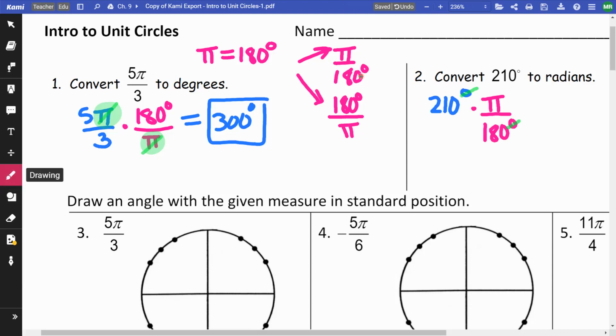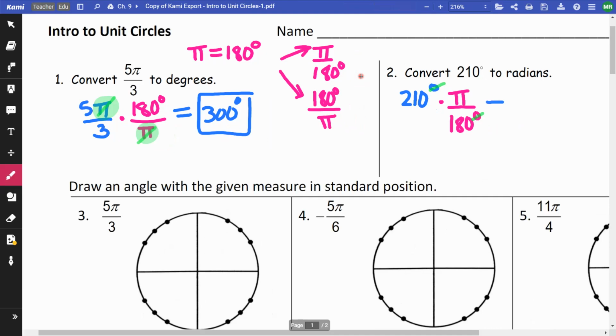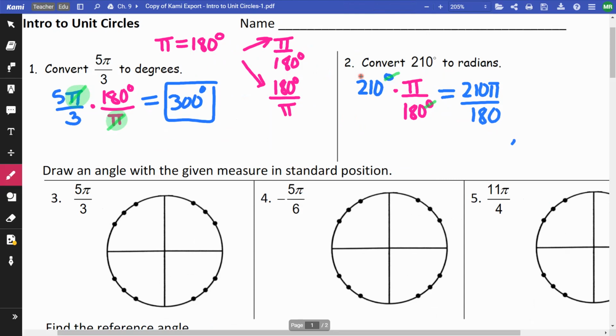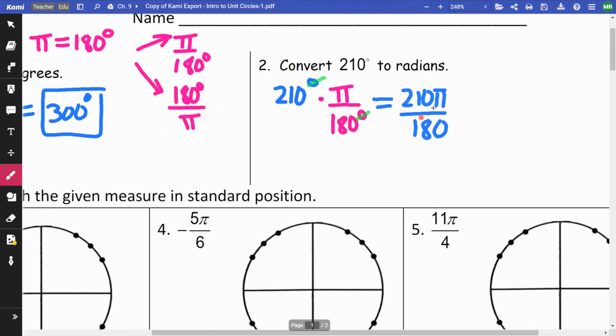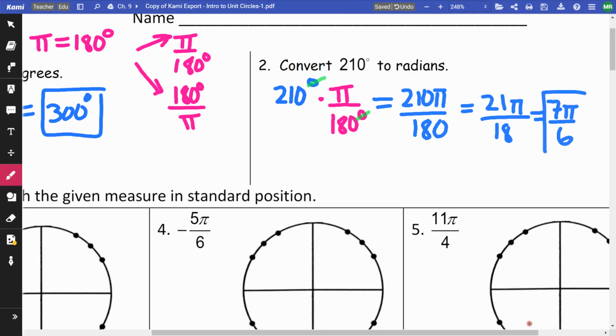So now when I do this, I'm going to get 210 pi over 180, but I can reduce it. First off, I definitely could take a zero from top and bottom, which really is dividing by 10. And so I'm going to get 21 pi over 18. I could actually even take a 3 from both of them. So that would be a 7 pi over 6. So if you can reduce it, reduce it.